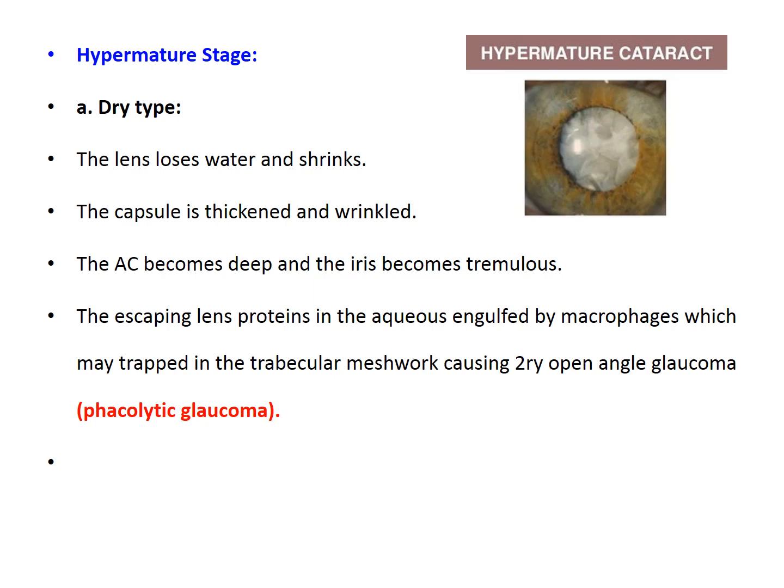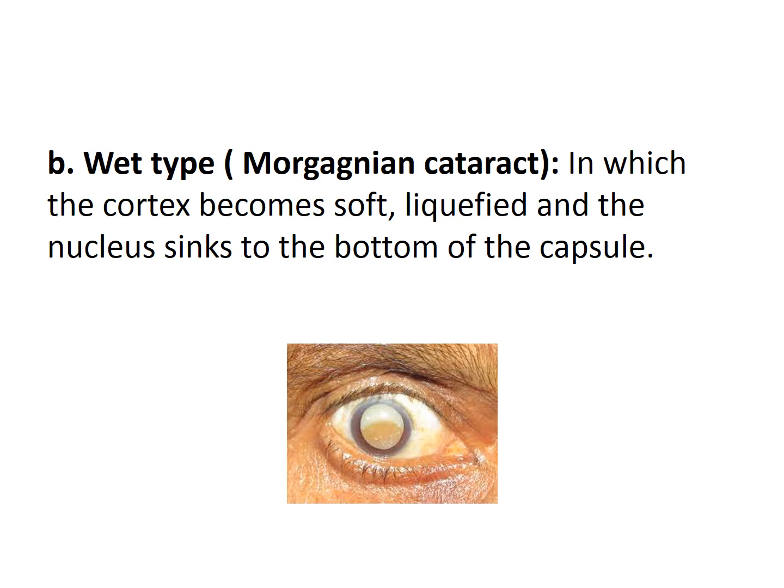The escaping lens protein in the aqueous, engulfed by the macrophages, may be trapped in the trabecular meshwork and cause secondary open angle glaucoma, and this is called phacolytic glaucoma. So, phacolytic glaucoma is related mainly to hypermature cataract, and it is a secondary open angle glaucoma due to lens protein engulfed by the macrophages.